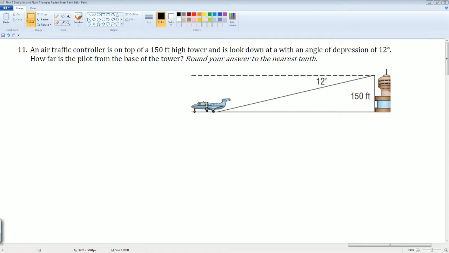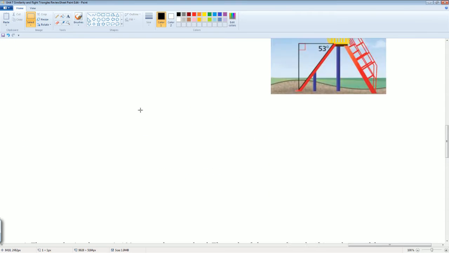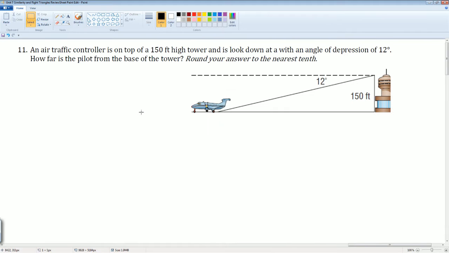Welcome to the IM2 review sheet solution. This is for chapter 7. Here we have the last page, page 4. We are going to go over 11, 12, 13, 14, and 15, which all deal with the trig part.